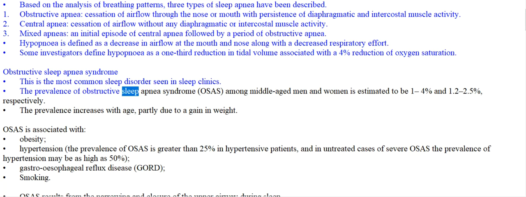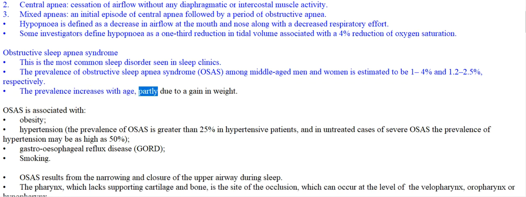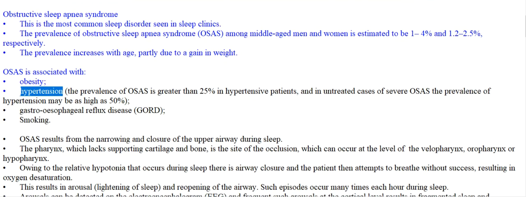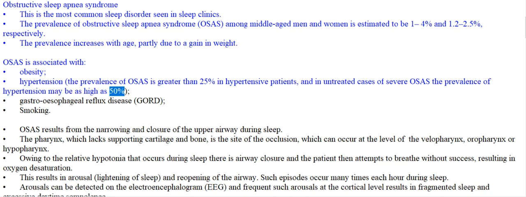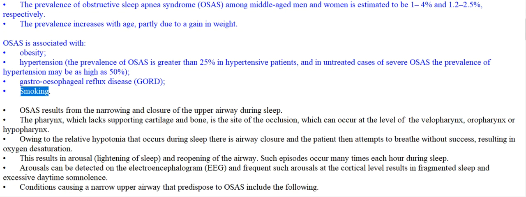The prevalence of obstructive sleep apnea syndrome, OSAS, among middle-aged men and women is estimated to be 1.4% and 1.2 to 2.5%, respectively. The prevalence increases with age, partly due to a gain in weight. OSAS is associated with obesity. Hypertension. The prevalence of OSAS is greater than 25% in hypertensive patients, and in untreated cases of severe OSAS the prevalence of hypertension may be as high as 50%. Gastroesophageal reflux disease, GERD. Smoking.